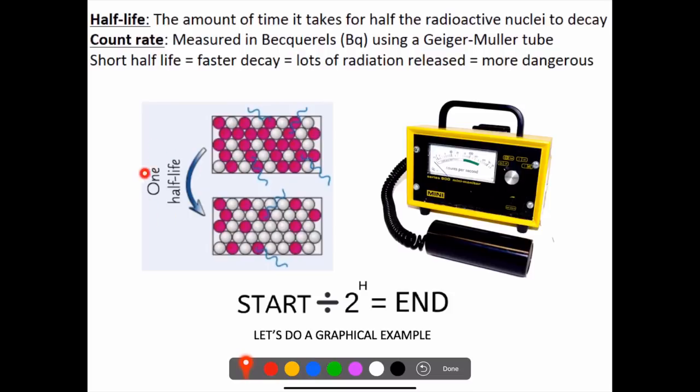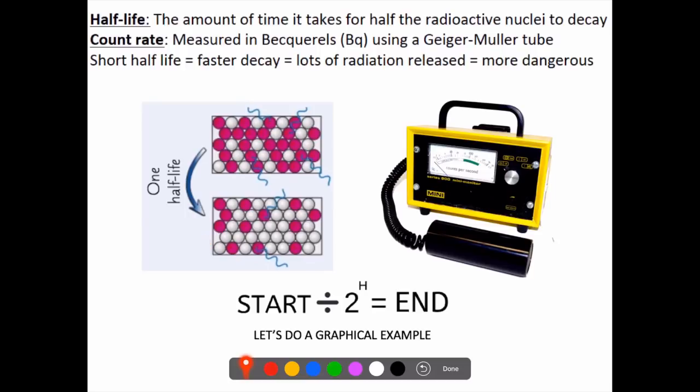So a half-life is the time it takes for the amount of radiation to halve, and again, that's measured in becquerels. Half-life is the amount of time it takes for half of the radioactive nuclei to decay, or you can say for the radiation to halve. I think it's better to use this definition, but just to make sure you understand what it means.